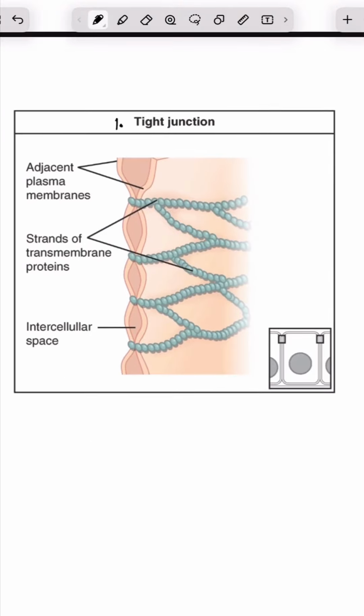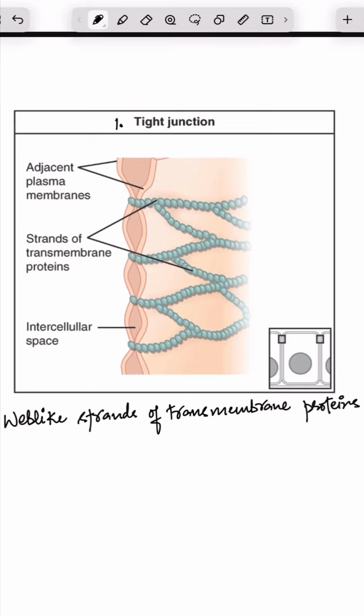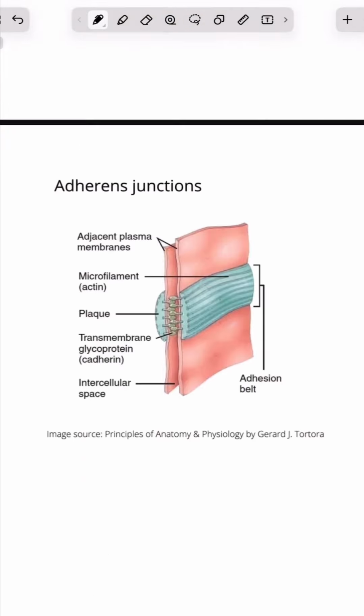First one is tight junction. Here, tight junctions consist of web-like strands of transmembrane proteins that fuse the outer surface of adjacent plasma membranes together to seal off passageways between adjacent cells. Cells of epithelial tissues that line the stomach, intestine, and urinary bladder have many tight junctions to retard the passage of substances between cells. Next is adherens junction.